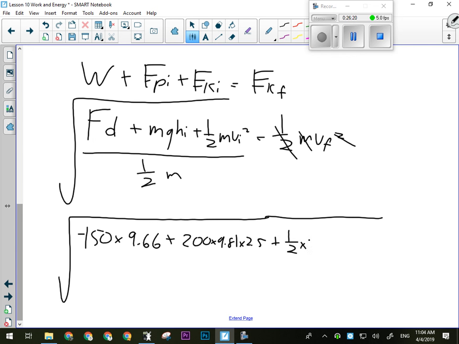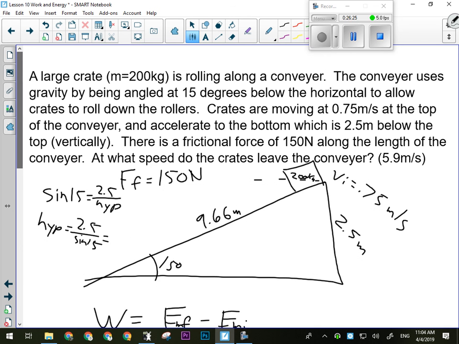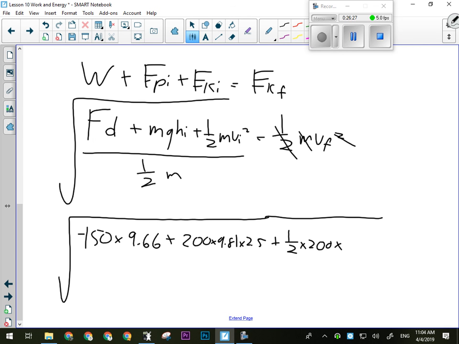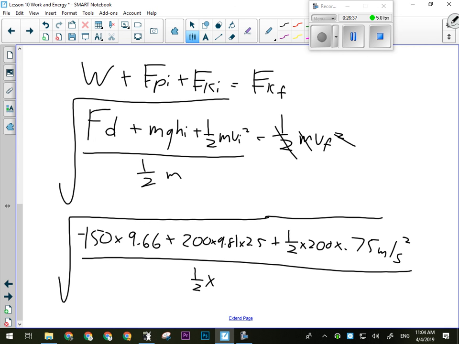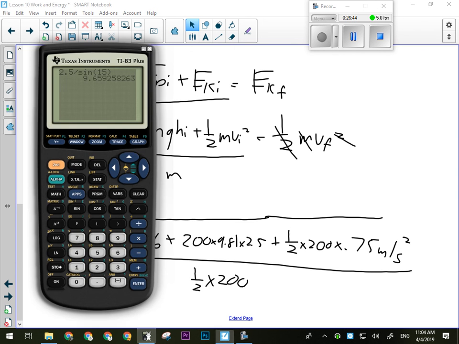plus 1/2 times 200 kilograms times 0.75 meters per second, and that's squared, dividing that by 1/2 times 200. Everybody with me on that? Just plugging in my numbers there. So negative 150, that's important, times my answer there, which was the length of the ramp, gives me that much.